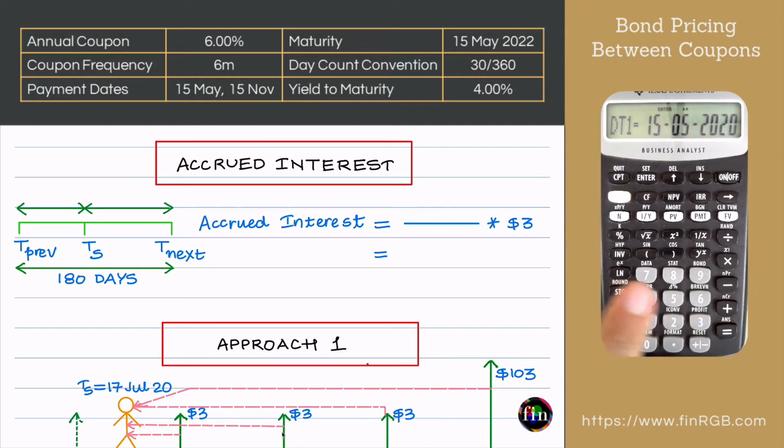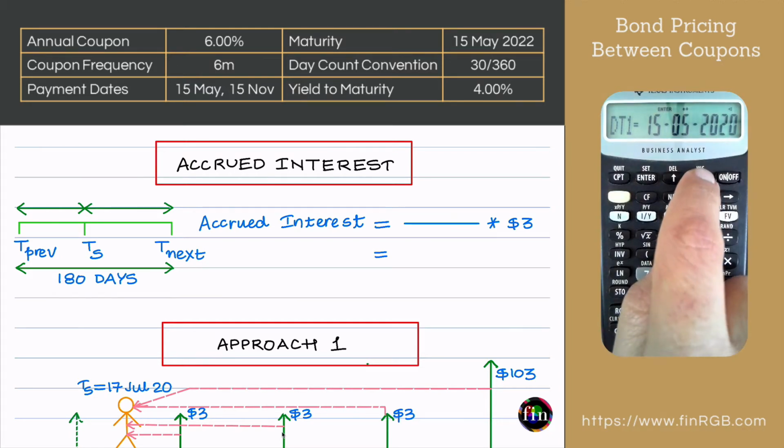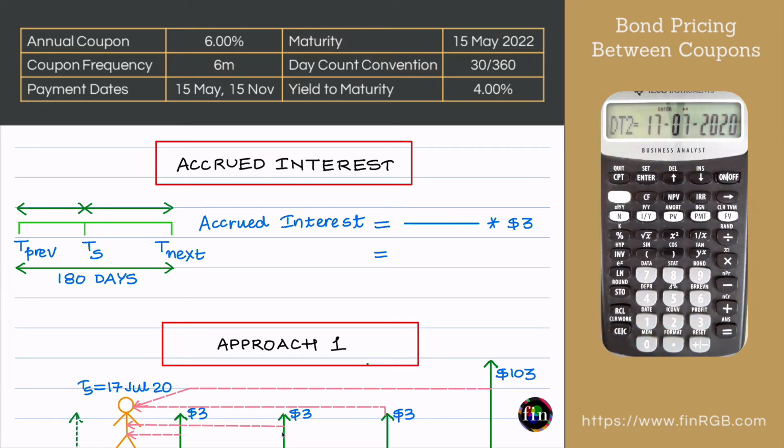Enter the first date, which is 15th May 2020. I am using the Europe convention, and hence the day comes first and then comes the month. So I'll enter the date as 15.0520 and press enter. This is my date 1. Press the down arrow, enter your date 2, which is the settlement date, 17th July 2020, entered as 17.0720. Press enter. This is your date 2.